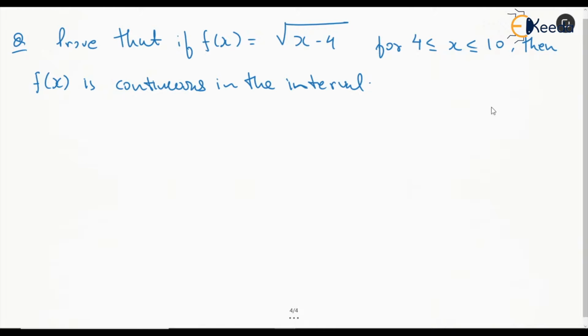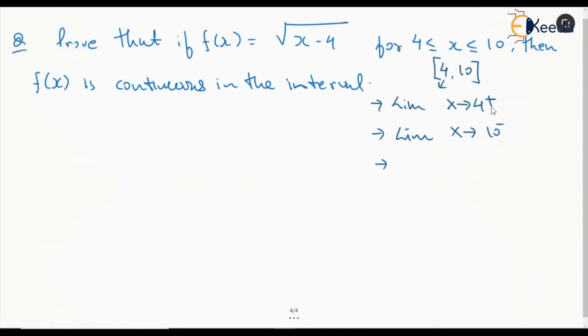Now, we know when it is about a closed interval. Obviously, this is about a closed interval. So when this is about a closed interval, we need to check at three instants. The first one is the right hand limit at the lower value, that is 4. So we'll check for the limit at x tends to 4 plus, that is the right hand limit, and the left hand limit for the end point, that is the last point at 10.